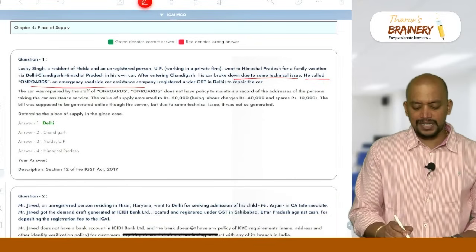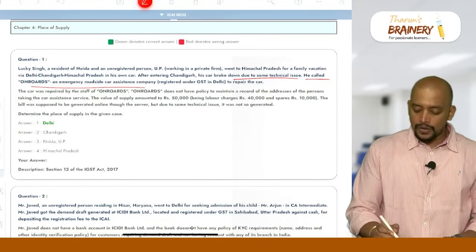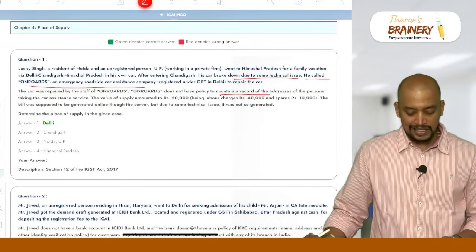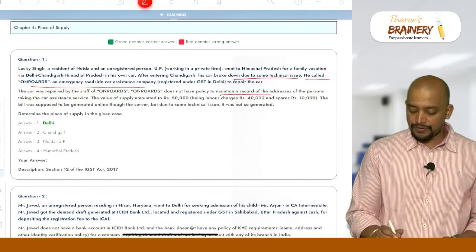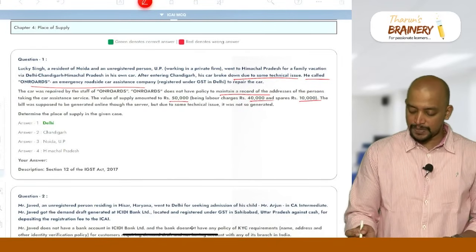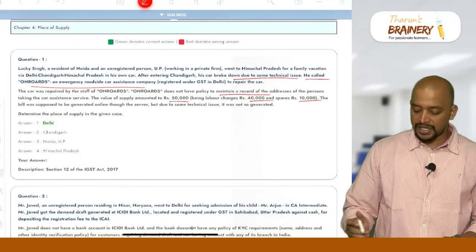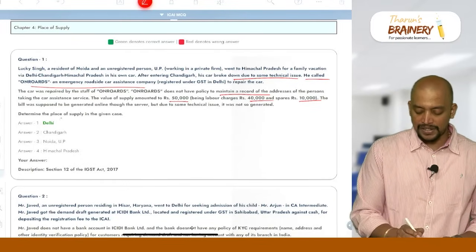The car was repaired by the staff of On Roads. On Roads does not have the policy to maintain a record of address of the persons taking the car assistance service. The value of supply amounted to 50,000, being labor charges 40 and spares 10. The bill was supposed to be generated online through the server, but due to some technical issue, it was not generated. Determine the place of supply in the given case.